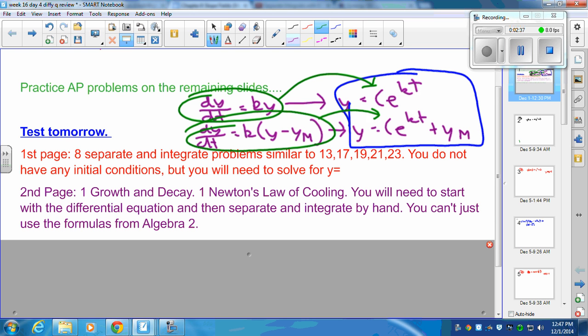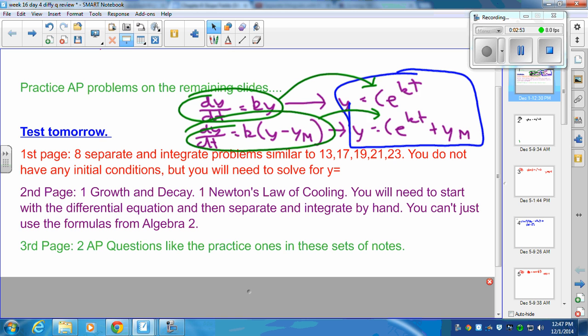Now, when I say it becomes that, you don't just get to draw me a red or a green arrow from this to that. You actually physically need to separate, then integrate, and have it written out for me so I know you can set up the equation, then you can use the equation. Last page, 2 AP type questions, similar to the ones that we'll look at today. Okay, so that's the flow of things.